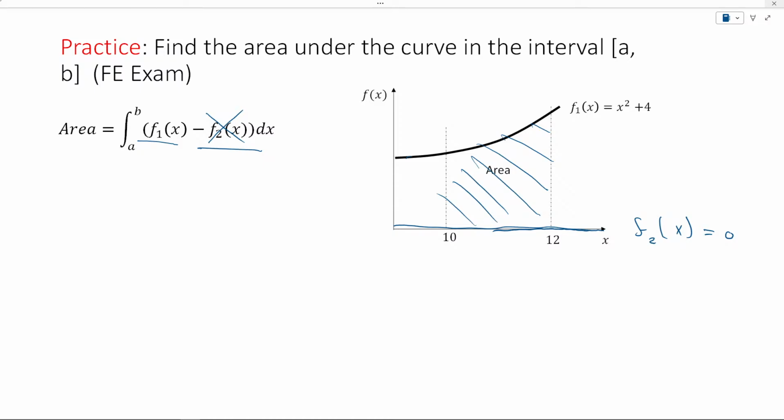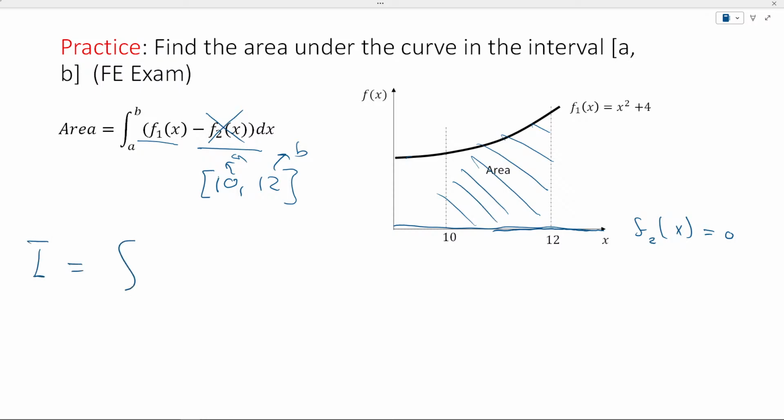Because our second function is 0, that's basically the definition of this. The definition of an integral is the area under the curve. Remember, the definition of a derivative is the rate of change, and the definition of an integral is the area under the curve. So how can I find the area, or evaluate this integral? Basically, I want to evaluate it from A to B, from 10 to 12. That's my A, and that is my B.